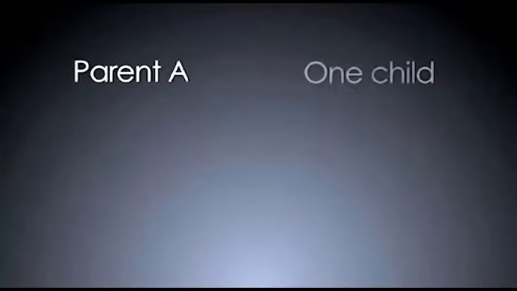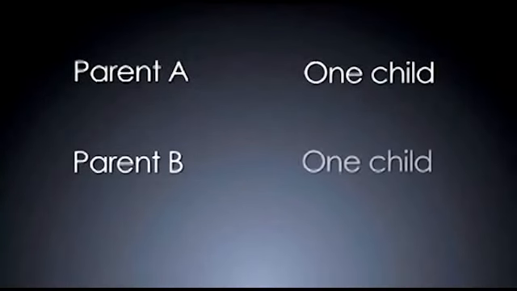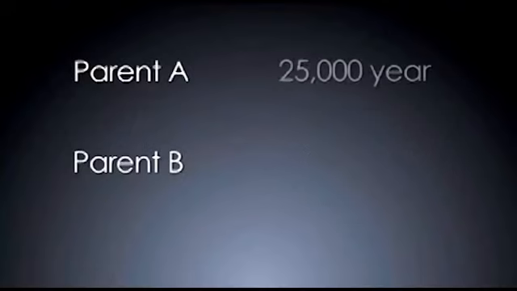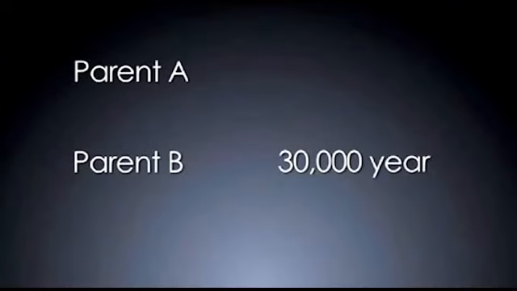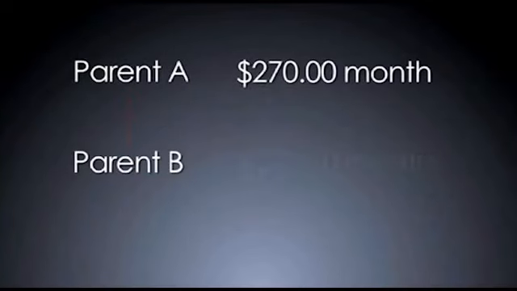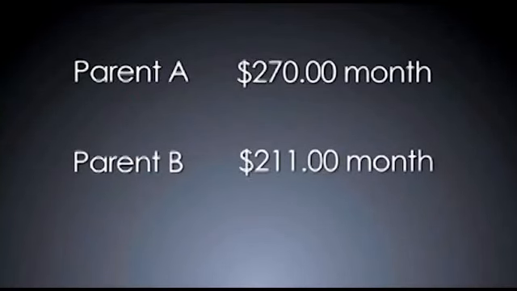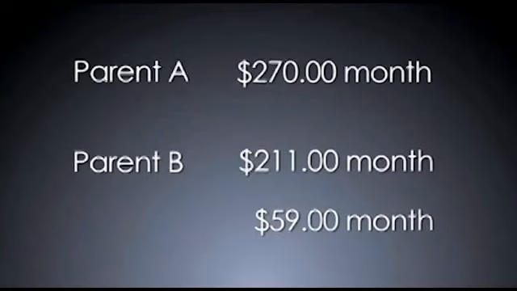Here's an example. Let's look at the Ontario tables again. Assume that parent A has one child and parent B has one child. Parent A earns $25,000, so parent A would owe parent B $211 per month. Parent B earns $30,000 a year, so parent B would owe parent A $270 a month. The difference between $270 and $211 is $59 a month. So that's the amount that parent B would have to pay to parent A.